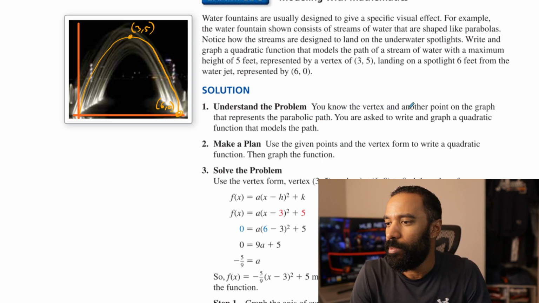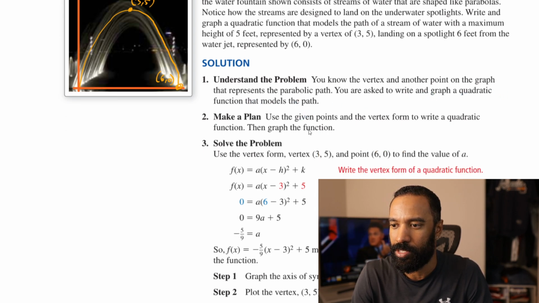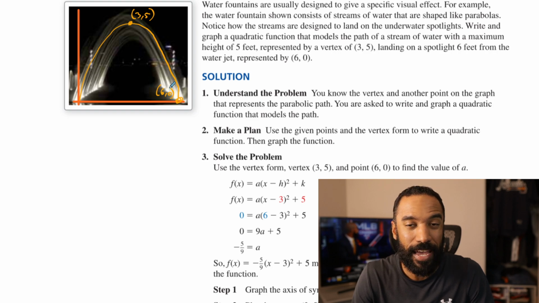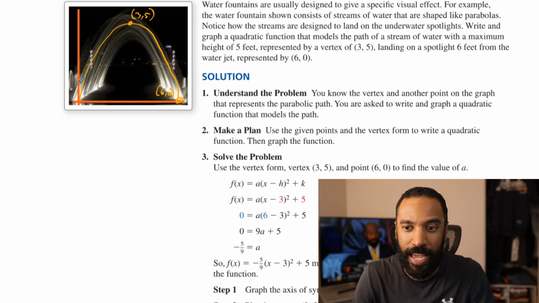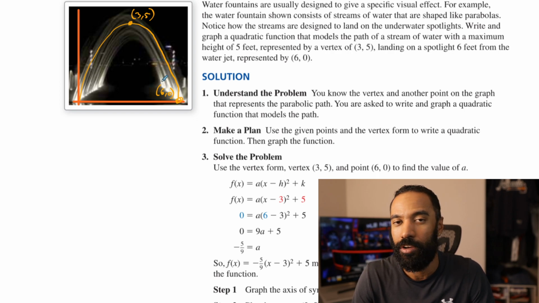So understand the problem. You know the vertex and another point on the graph that represents the parabolic path. You are asked to write and graph a quadratic equation, that function that models this path. You use the given points and the vertex to write a quadratic function, then graph the function. So 3, 5 is your h, k. They are your vertex values. 6, 0 is just some xy value among all the infinite xy values that exist on this graph. But 6, 0 is one of them that we know for sure.